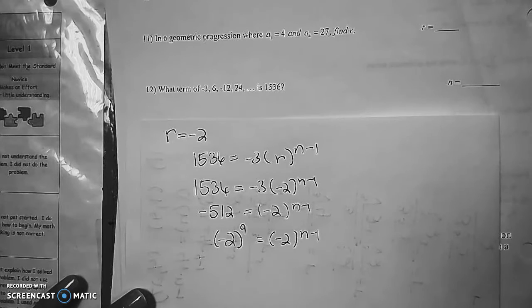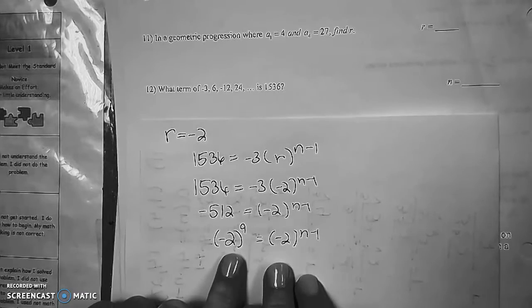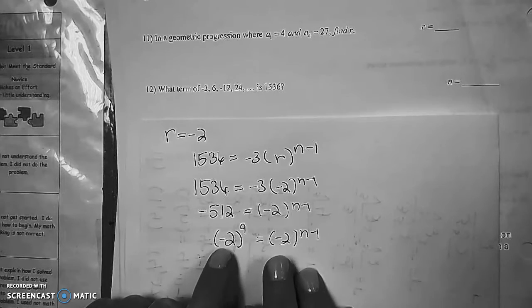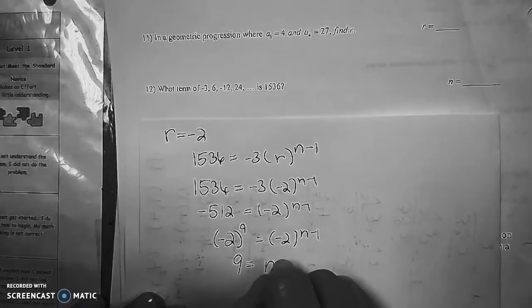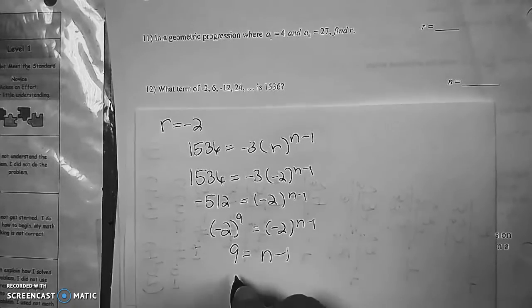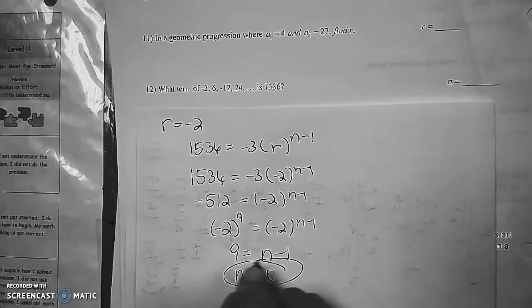Now, I want you to look at this. So you've created an equation. Each side of this equation is equal to the other. So for these two sides to be equal to each other, the bases are the same. They're both negative 2. So what does that mean has to be equivalent? Well, that means that the exponents must be equal. So you should get n is 10.